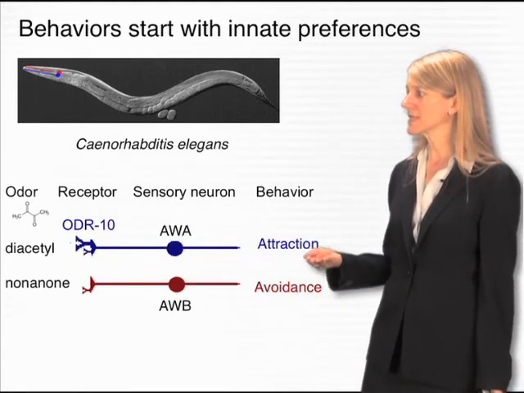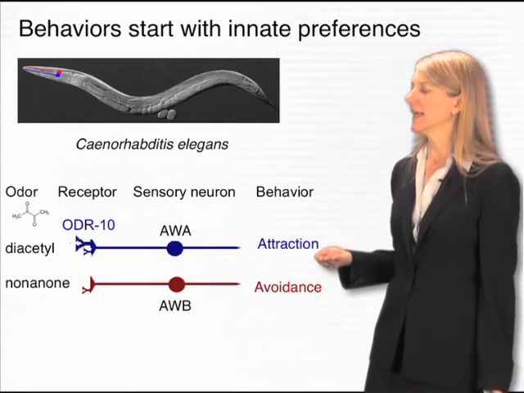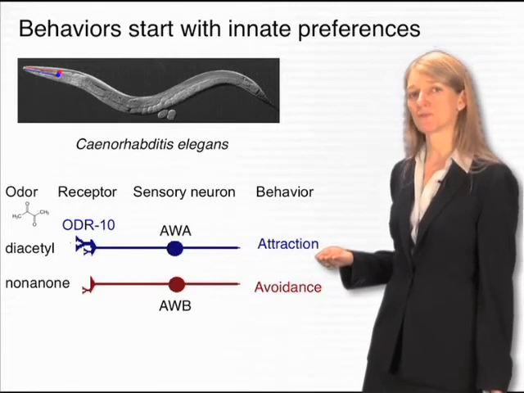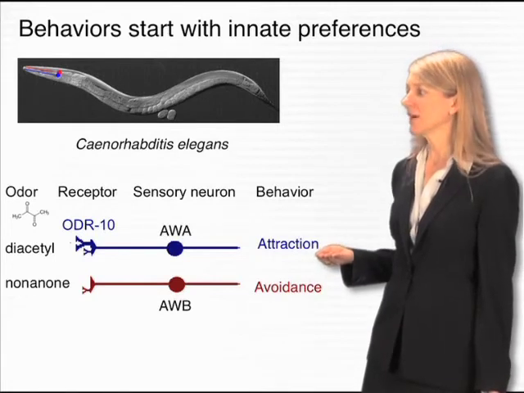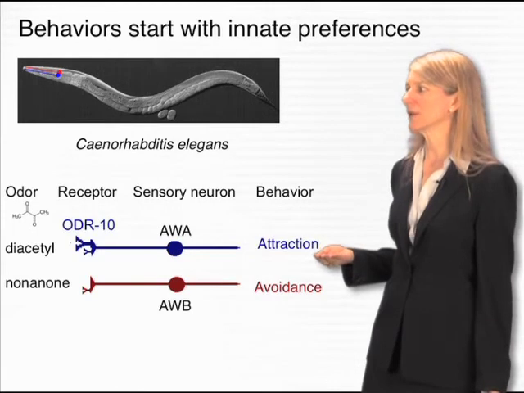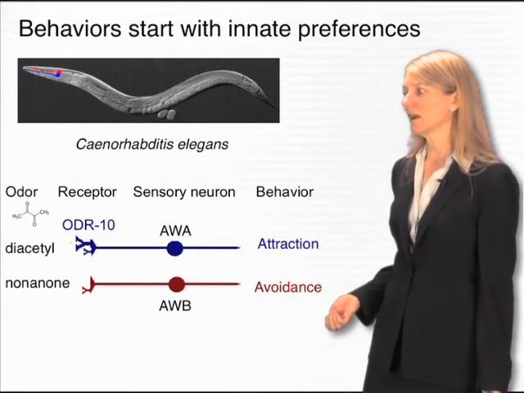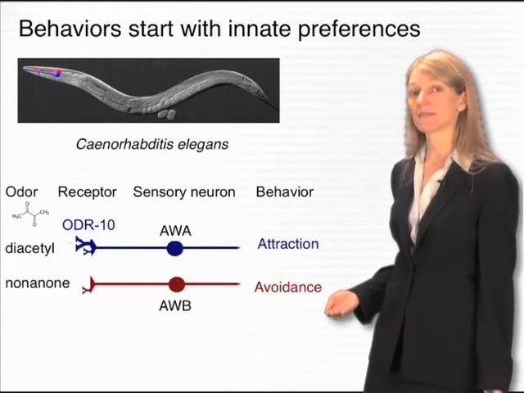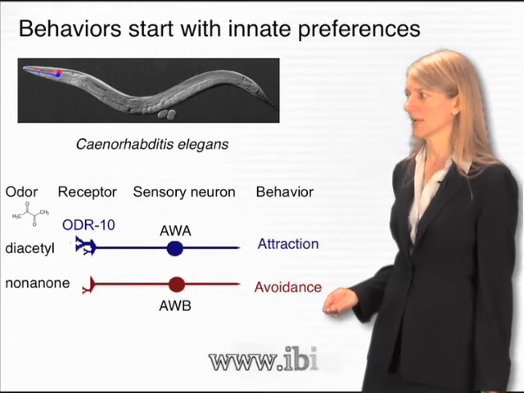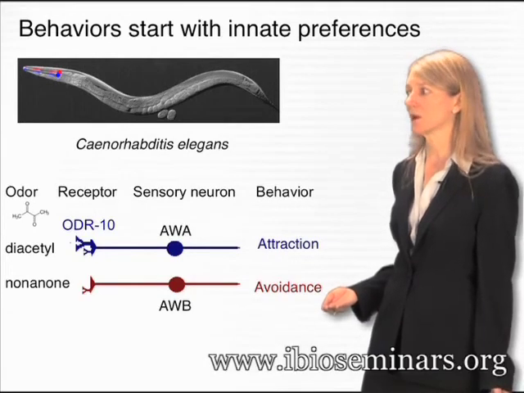So, for example, the smell of diacetyl is released by some of C. elegans' natural food sources. And therefore, when C. elegans smells this odor, it approaches it. It's attracted to the odor. Conversely, when C. elegans smells certain kinds of toxic odors, like nonanone, it's repelled by those odors and it goes away from them.